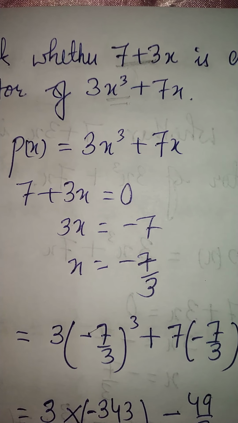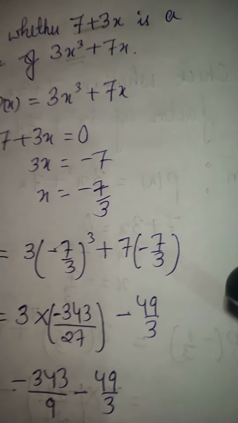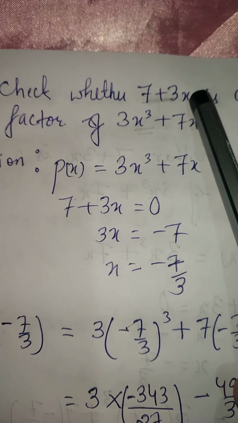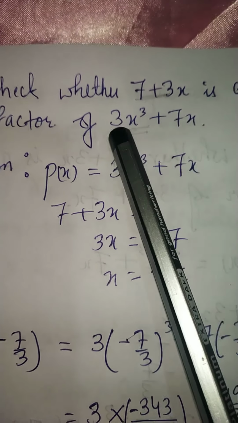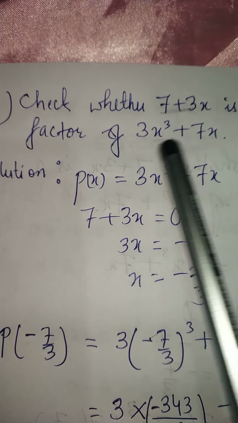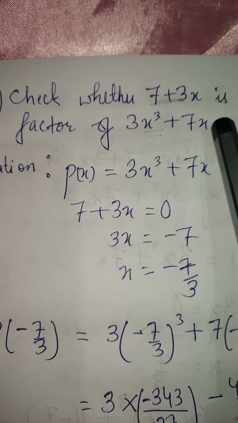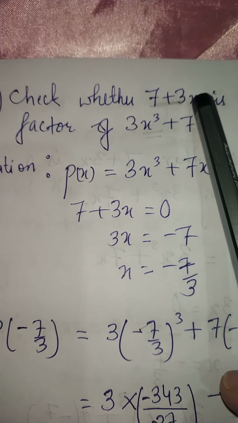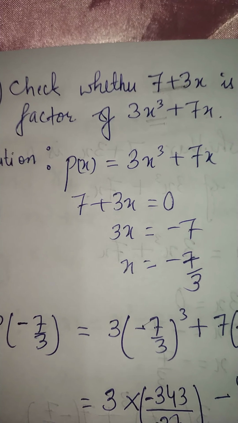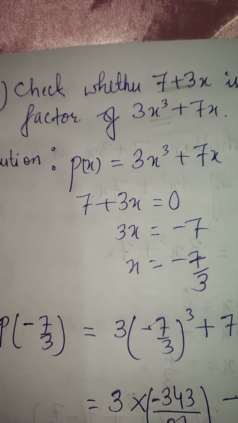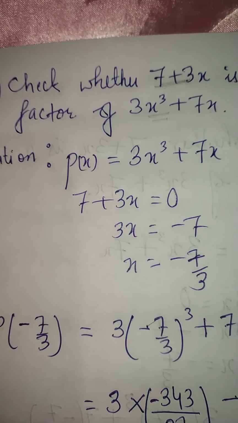Now let's find out the remainder. Now see, in this case, this is the linear polynomial, so this is the divisor and this is our dividend, right? So this polynomial is our dividend. We have to divide 3x cubed plus 7x by 7 plus 3x to get the remainder. And to find the remainder, we know what the remainder theorem is. Now let's apply the remainder theorem in this question.